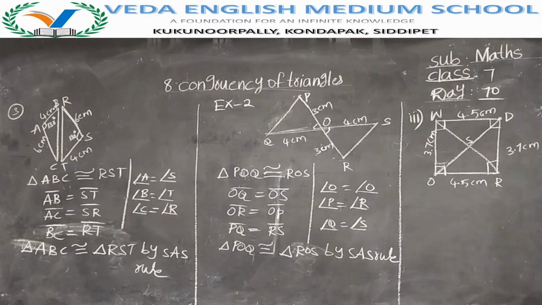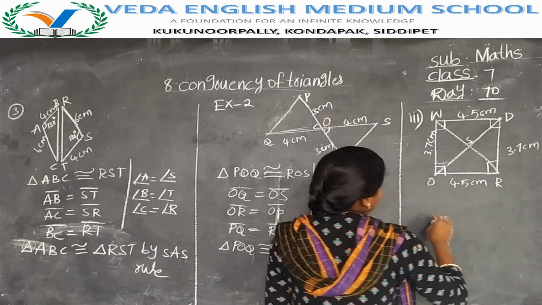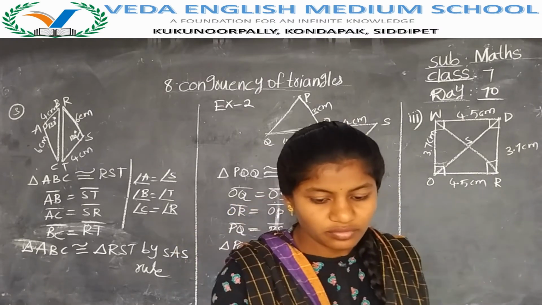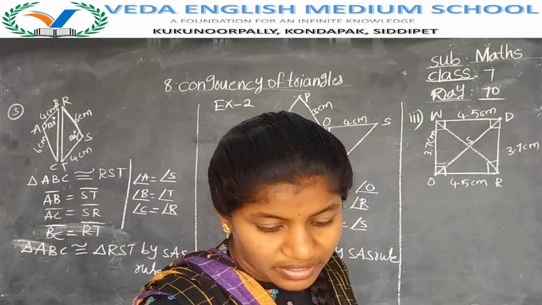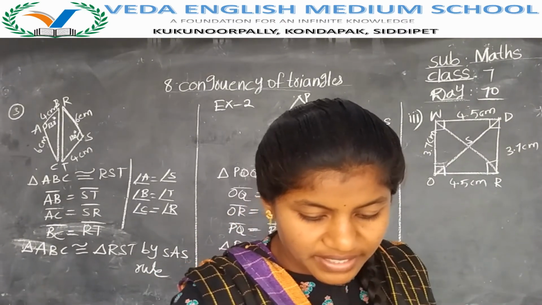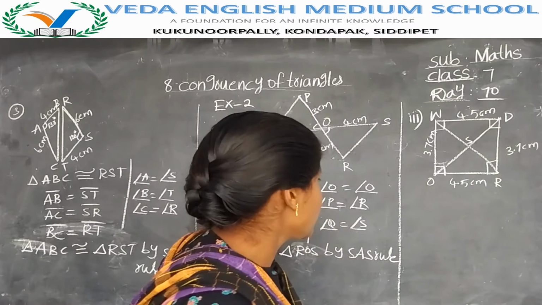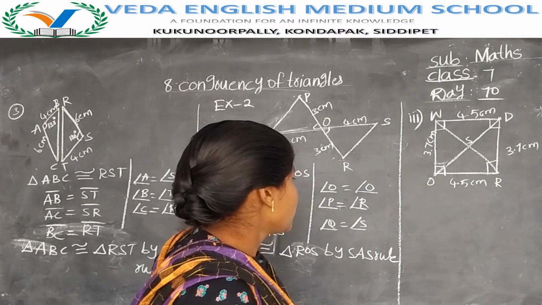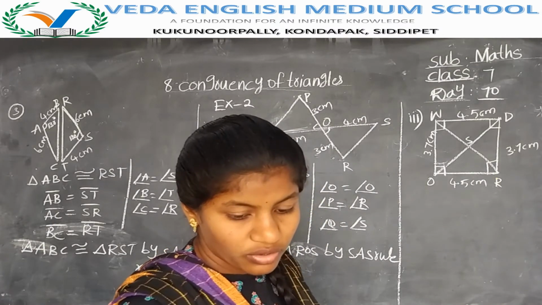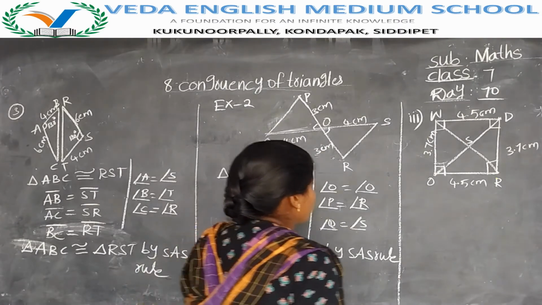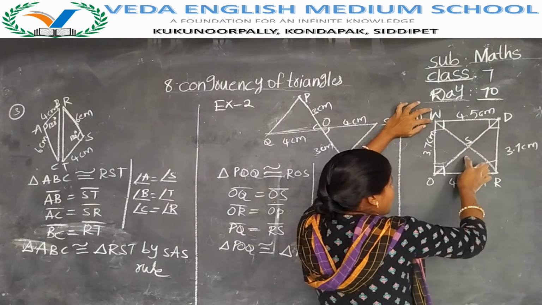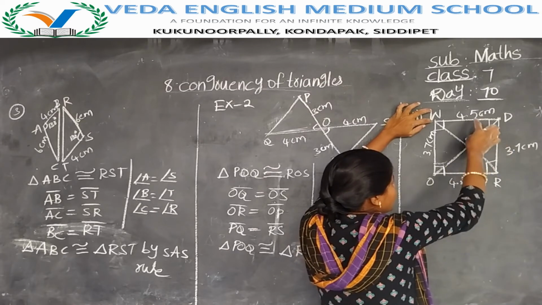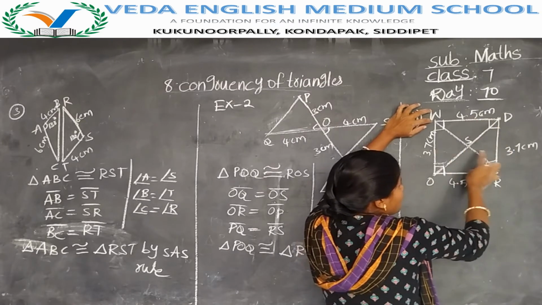Then in the third one we have to say which triangles are equal. Now which two triangles will we take here? WORD is a rectangle. So it is a square. In a square all sides are equal. So these two triangles are equal. See 4.5, 4.5, 3.7, 3.7.